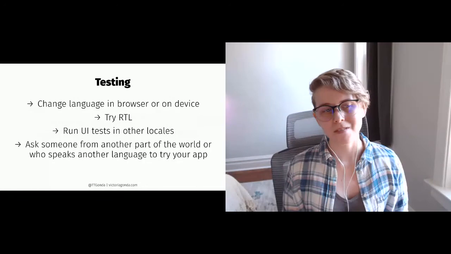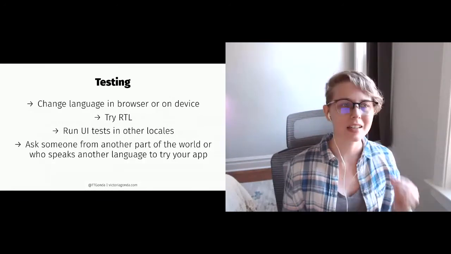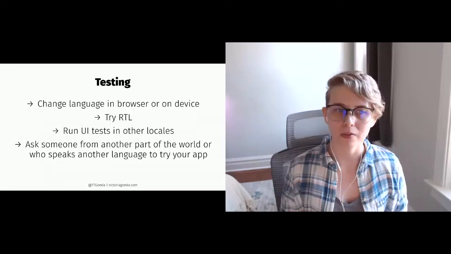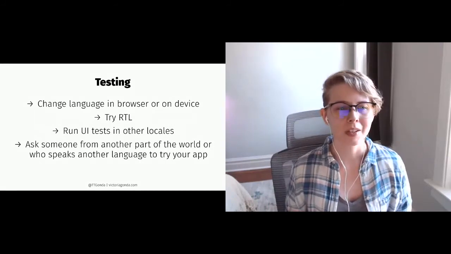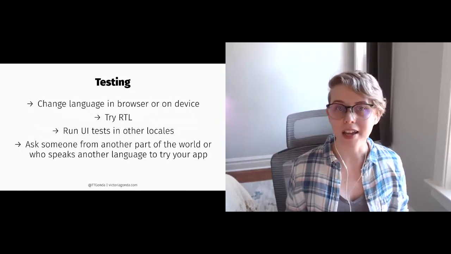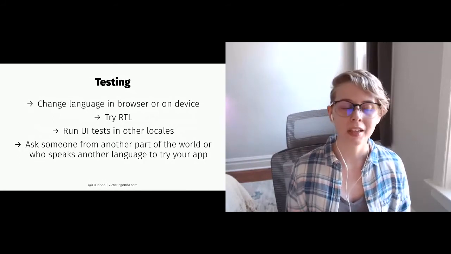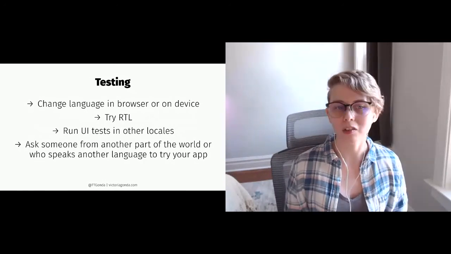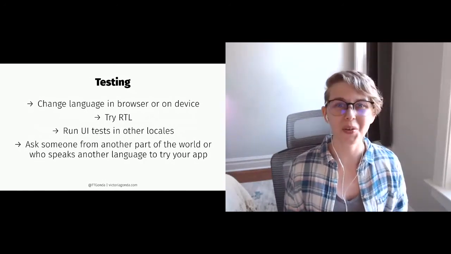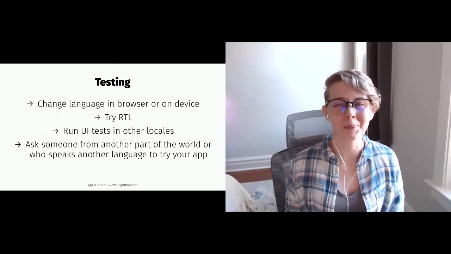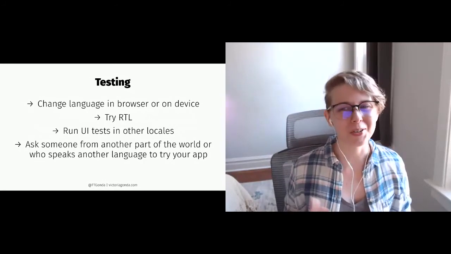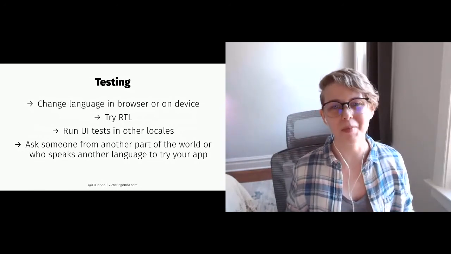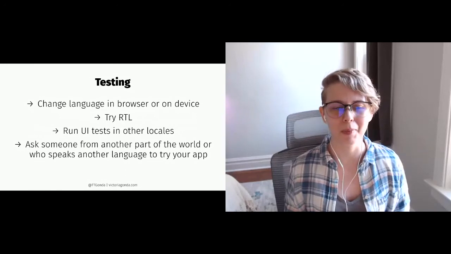And then finally, here's some ways to test these things. You can change the language in your browser or on your device. You can force right to left. You can run your UI tests in other locales. And then you can also ask someone from another part of the world or who speaks another language to try out your app. They'll know best if something's kind of weird. You also want to make sure your app is consistent across platforms. It can get confusing if something behaves a little bit differently across platforms.